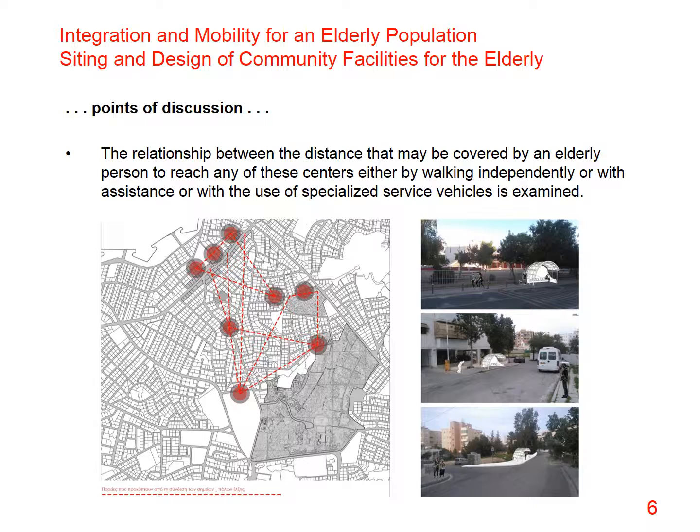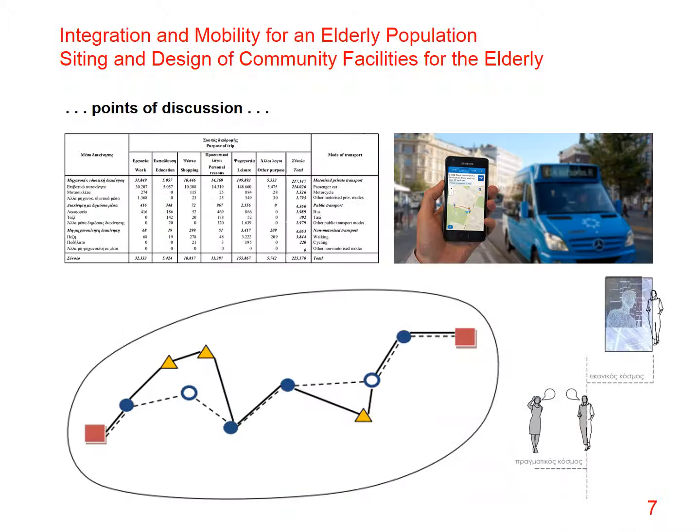The diagrams show the possible locations within a neighborhood and the frequency with which these community centers should be located. The photographs show simulations of resting points along the way that service the catchment area of the population. This next slide shows the possibility from data taken from a neighborhood to check how many people may need specialized facilities and infrastructure, such as buses.